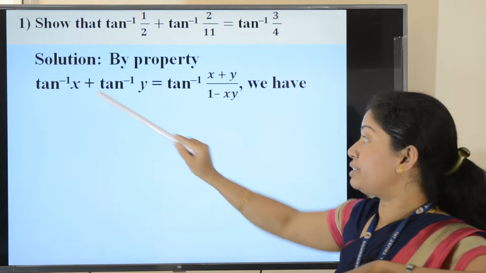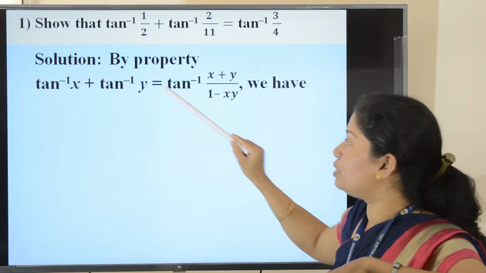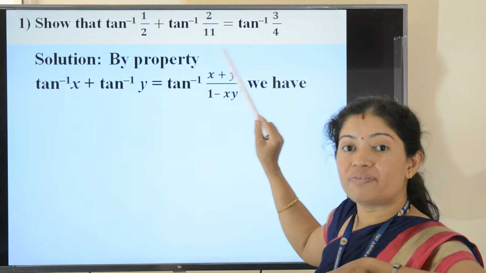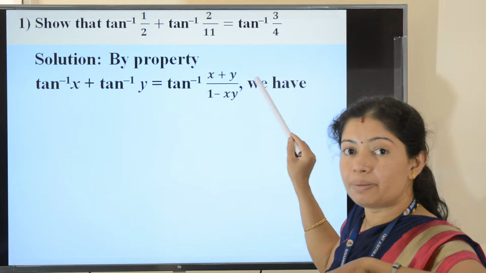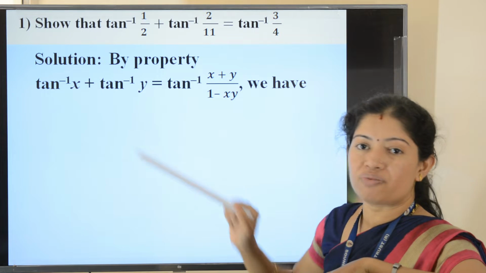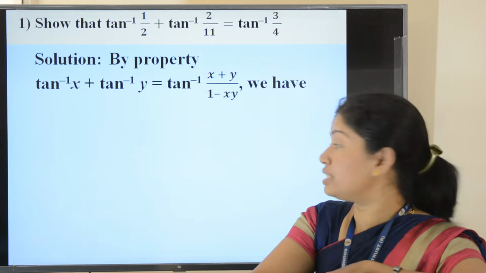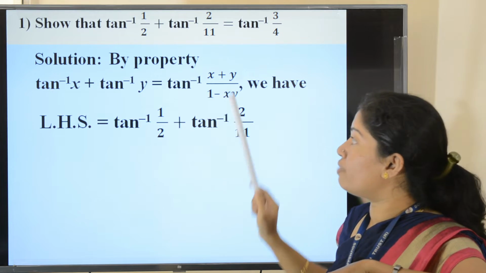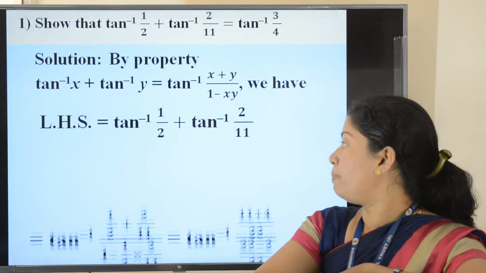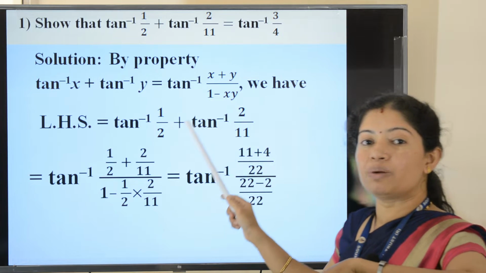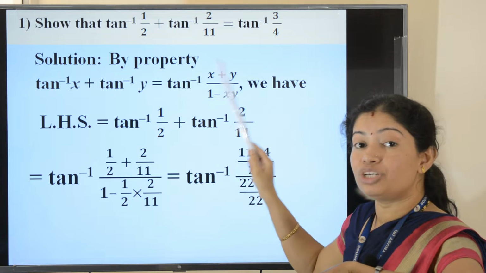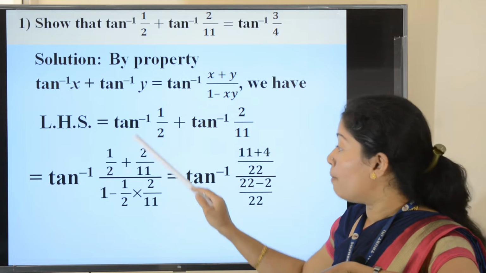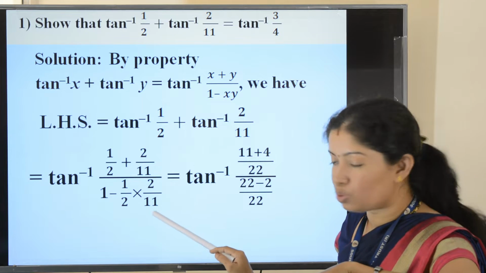Again I repeat, the property is tan inverse of x plus tan inverse of y is equal to tan inverse of x plus y divided by 1 minus xy. In the numerator you add the two real values, and the denominator is 1 minus the product of those two values. Let us use this in the problem. First let us consider the left hand side, tan inverse of 1 by 2 plus tan inverse of 2 by 11. Applying the property, it becomes tan inverse of, add the values in the numerator, half plus 2 by 11, entire thing divided by 1 minus the product of these two values, 1 by 2 into 2 by 11.